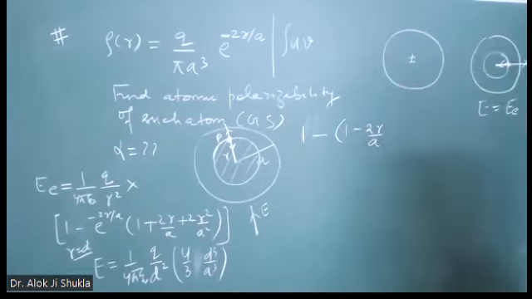1 by 3 factorial, 1 by 3 means 1 by 6. And what? It will be minus 8r cube by a cube, minus 8r cube by a cube. So how much will it be? It will be 2 3 ja 2 4 ja, so it will be 4 by 3 r cube by a cube.